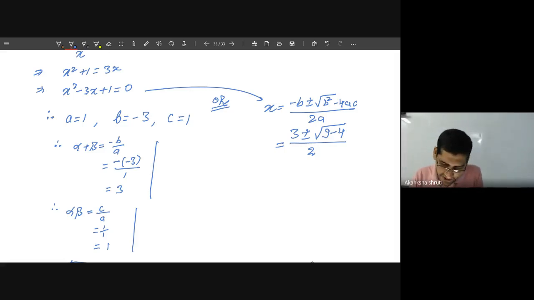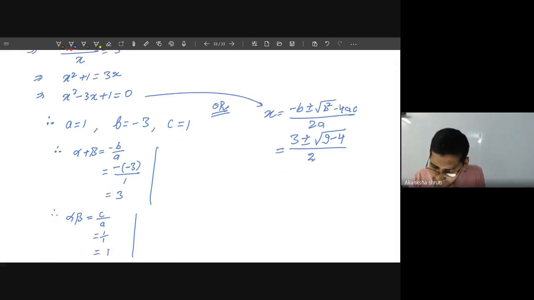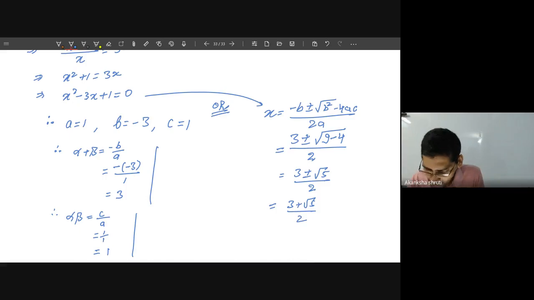Let me verify. Minus of minus 3 becomes 3 plus minus, formula sign, under root of minus 3 square is 9, minus 4 into 1 into 1. So what is this? It is 3 plus minus under root of 5 by 2. Means one is 3 plus root 5 by 2, this I may take as alpha, and the other I may take as beta with the negative sign, 3 minus under root 5 by 2.